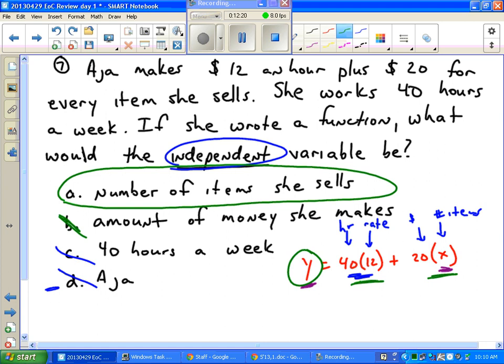Just think between independent and dependent. Does it need something else to get the value? Y needs to know what x is. X doesn't need to know what y is.